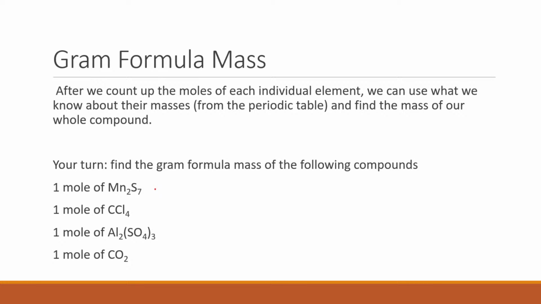Alright. If we want to find out what 1 mole of each of these things weighs, we're going to reference the periodic table and sum up our values to get these numbers. Using what we did before, right? 2 moles of Mn, 7 moles of S. Finding out what each of those things weighs and applying the correct numbers to get a total of 334.